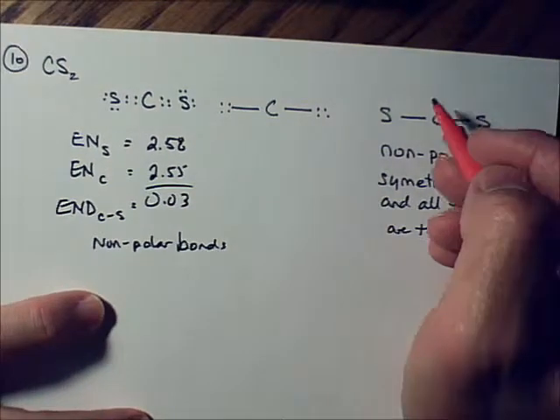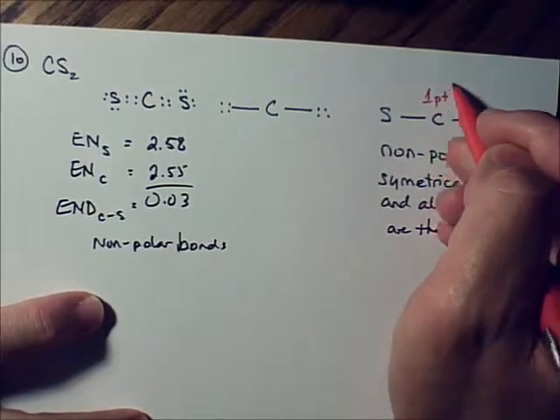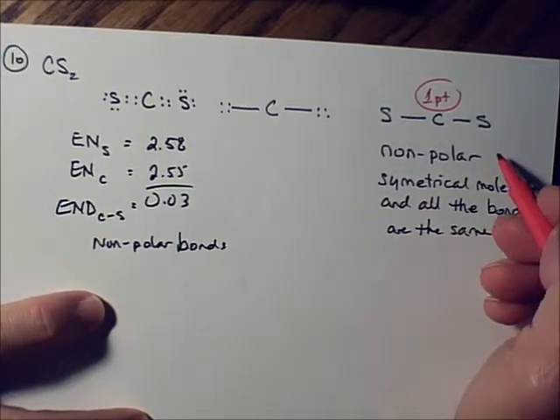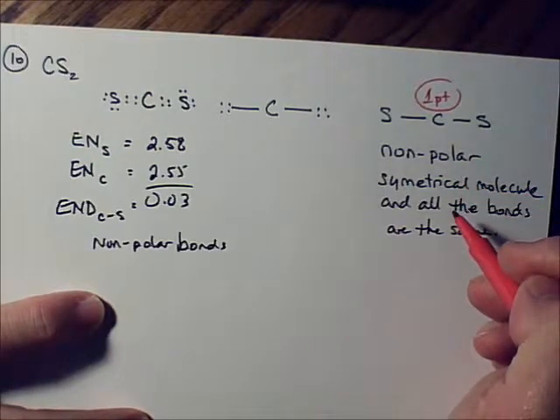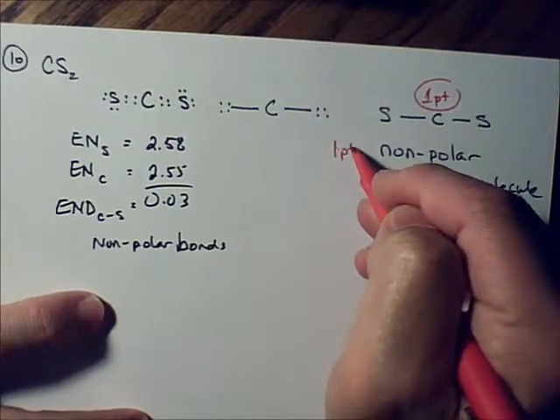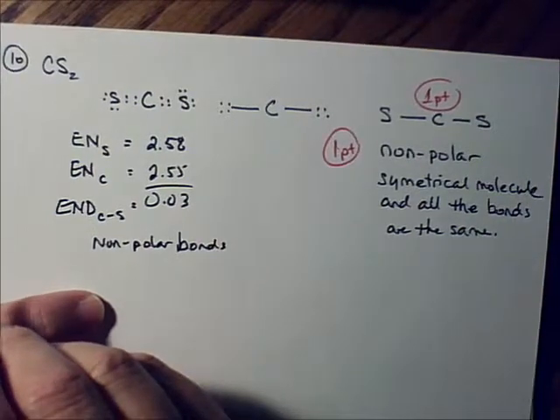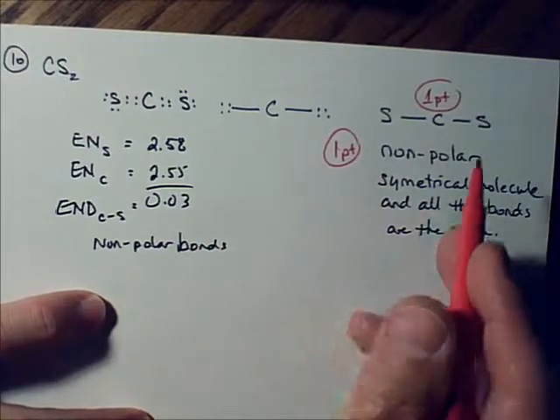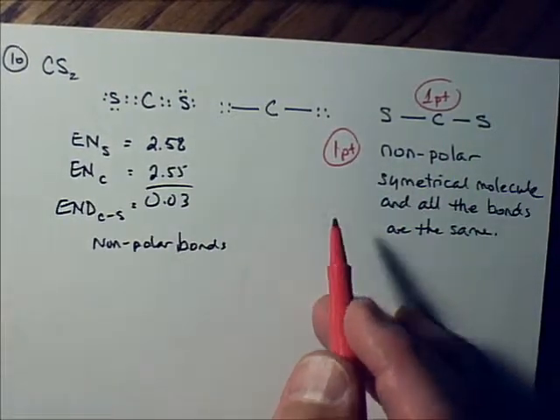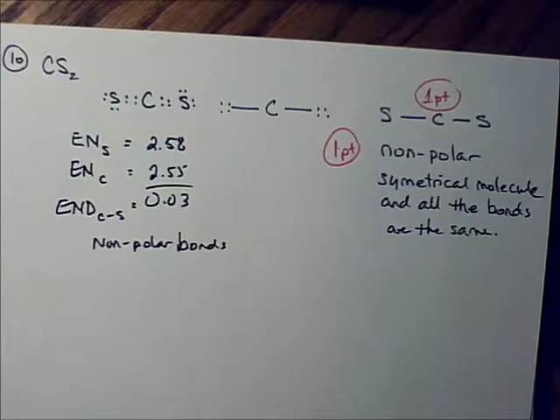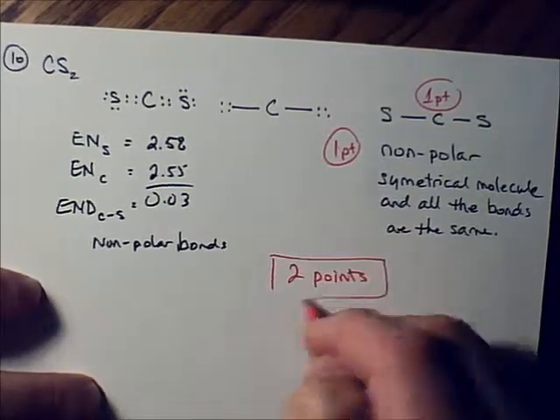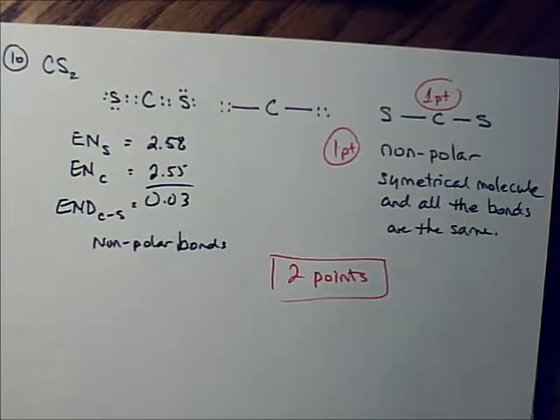Okay? So you have to come up with the right shape of molecule. That's a point. You have to say it's nonpolar. 1 point. And really, that's all you have to have. So if they have the wrong shape but have nonpolar bonds, then we can only give them 1 out of 2 points. Okay? Is that a point? Yes?